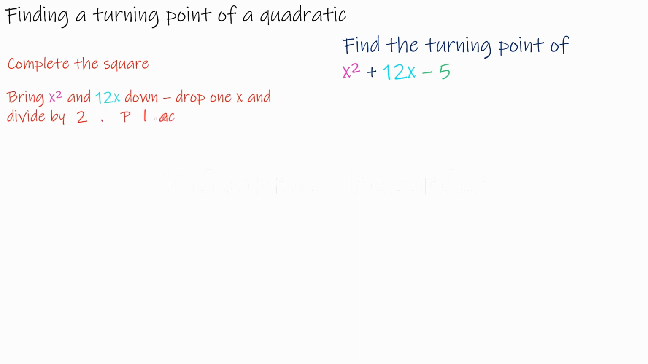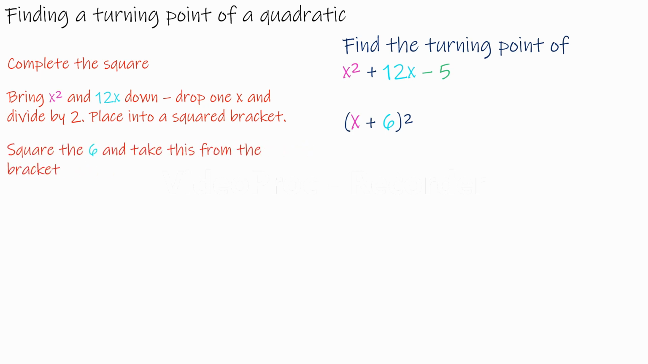So to do this, we're first going to bring the x squared and 12x down, and we're going to drop one x and divide by 2, as you'll see here. So we have dropped an x on both of them, x squared has become just x, and 12x has become just 6, because we've also divided the 12 by 2. We're going to put this in a bracket and then square that bracket.